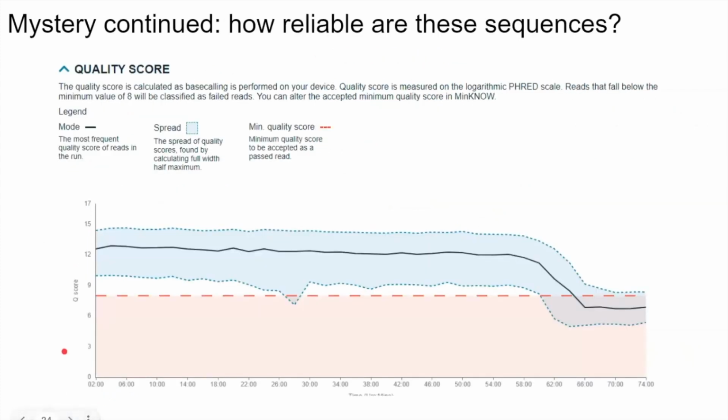One other graph that pops up, and students and researchers in the lab often have questions about, is this mystery. How reliable are these sequences? And we often get stuck on this graph from nanopore sequencing. What do you think about it?